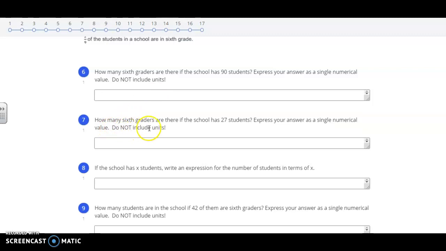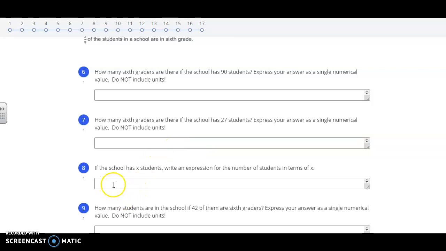Number 7, how many 6th graders are there in the school if the school has 27 students? Let me read that again. How many 6th graders are there if the school has 27 students? Express your answer as a single numerical value. Do not include units. Pause and solve.